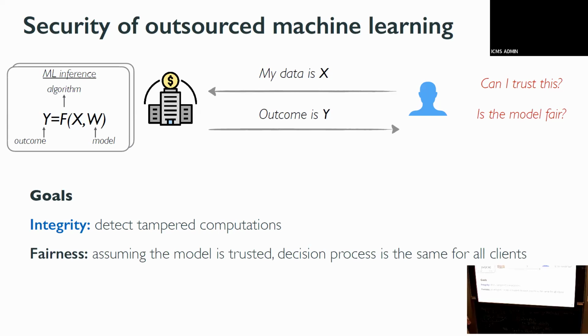Now there is also a question of fairness. Assume that somehow the model is trusted, so that you can trust that this model has been trained well. Can you ensure that this decision process is applied in a fair way to all users? I come and I get this result y, computed according to model 1. Then someone else comes, maybe of a different gender or race, and the bank decides to use a different model. How can you make sure this is not happening?